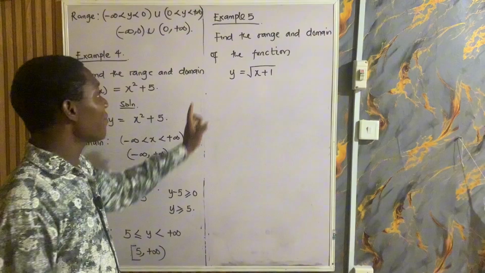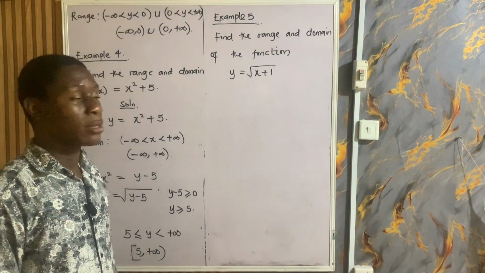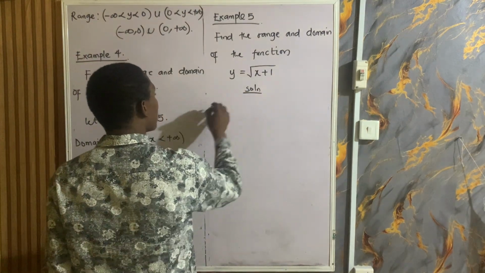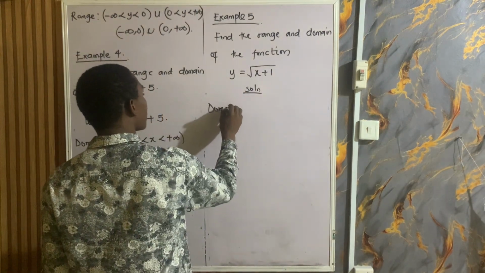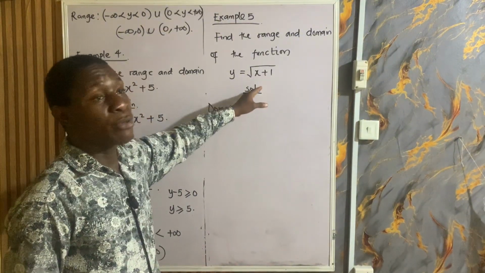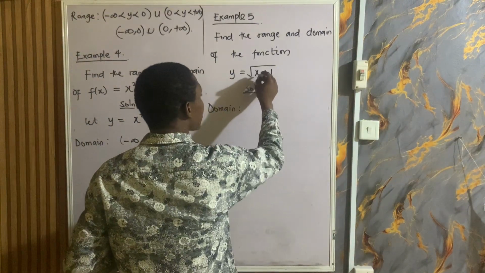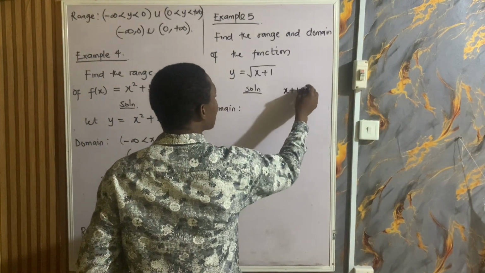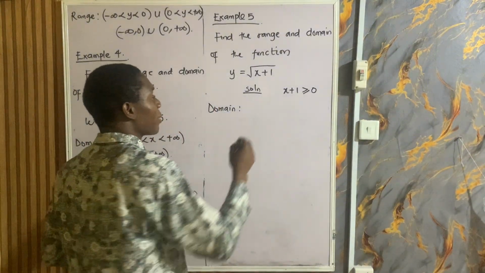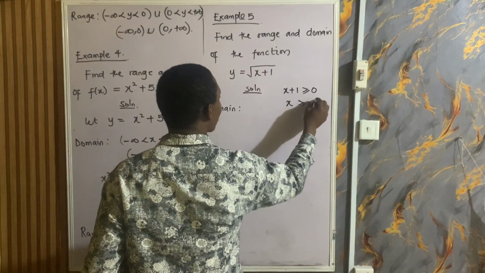Example 5. Find the range and domain of the function y equal to square root of x plus 1. So to solve this now, let's get the domain first. Remember now, this is a square root function. And because it's a square root function, I'm going to take what is inside the square root, that's x plus 1, and say it will be greater than or equal to 0. So eventually, x, if this one comes here, is greater than or equal to minus 1.